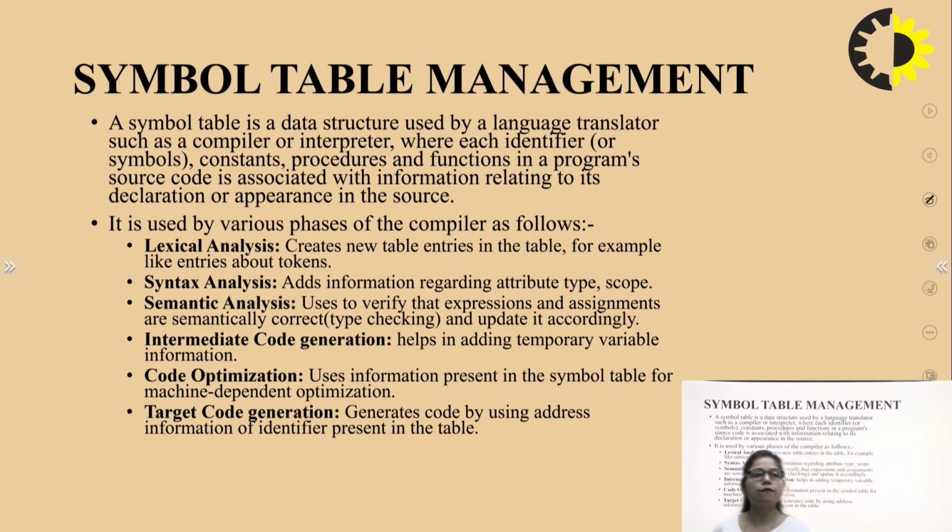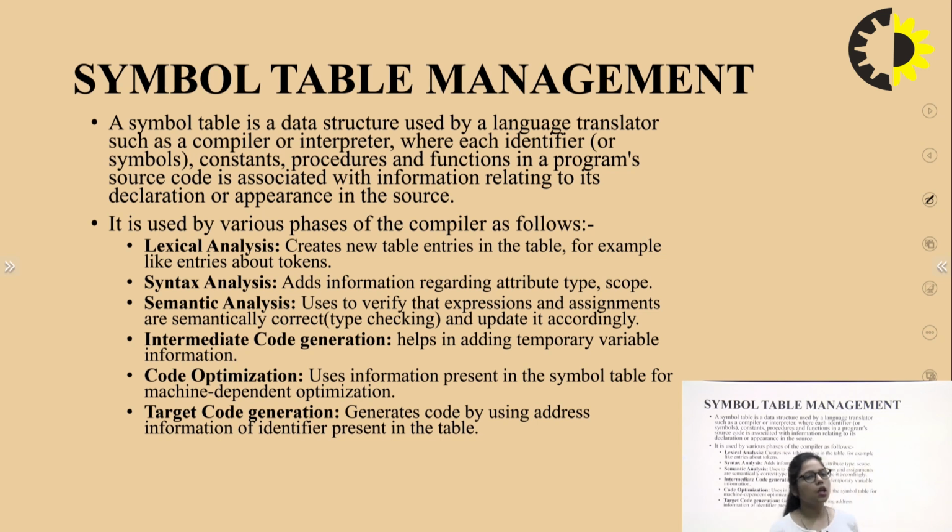It is used in the various phases of the compiler as follows: lexical analysis, syntax analysis, semantic analysis, intermediate code generation, code optimization and target code generation. Now, if I'm talking about lexical analysis, like I said previously, it creates new entries in the table, for example entries about tokens. In syntax analysis, it adds information regarding attribute types, scope, etc. Semantic analysis is used to verify the expressions and assignments are semantically correct, like type checking, and updates it accordingly.